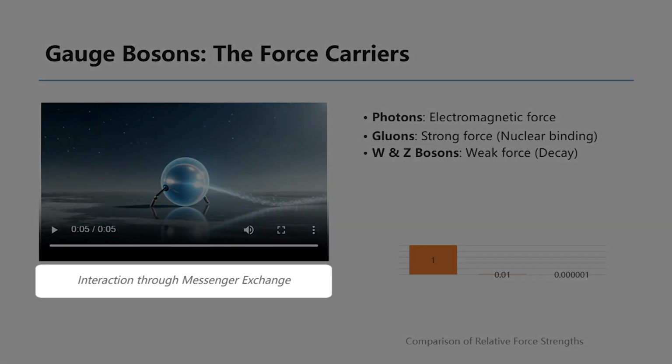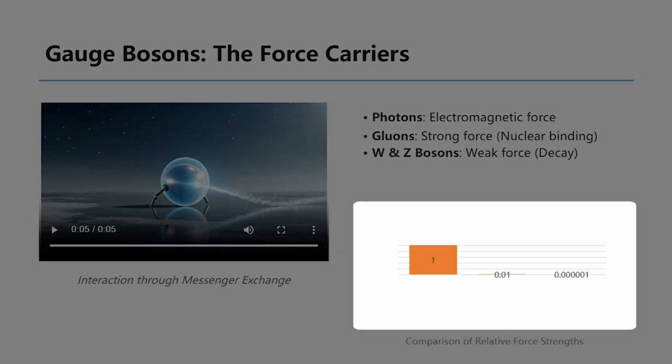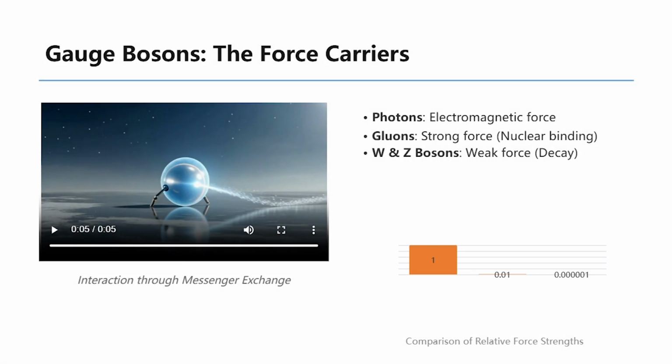Finally, look at this comparison of relative force strengths. You'll notice the staggering difference between them. The strong force is vastly more powerful than the others, which is why it takes so much energy to break an atomic nucleus. Next, we'll move on to the particle that gives these messengers their mass.